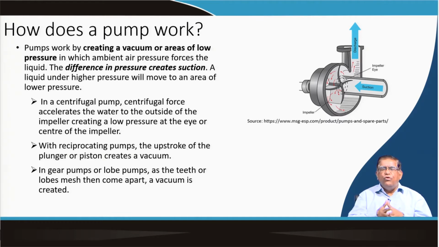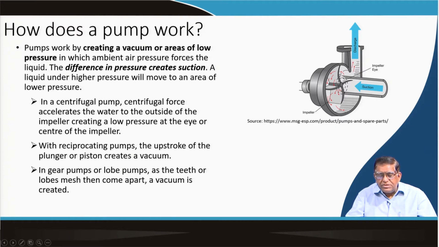That is why the difference in pressure creates the suction, and the fluid starts moving. You can see this in a centrifugal pump: the centrifugal force accelerates the water to the outside of the impeller, creating a low pressure at the eye, or center, of the impeller. In a centrifugal pump, which we will be discussing soon, there is a suction side and a discharge or delivery side. On the suction side there is a rotating shaft with a device which we call an impeller.